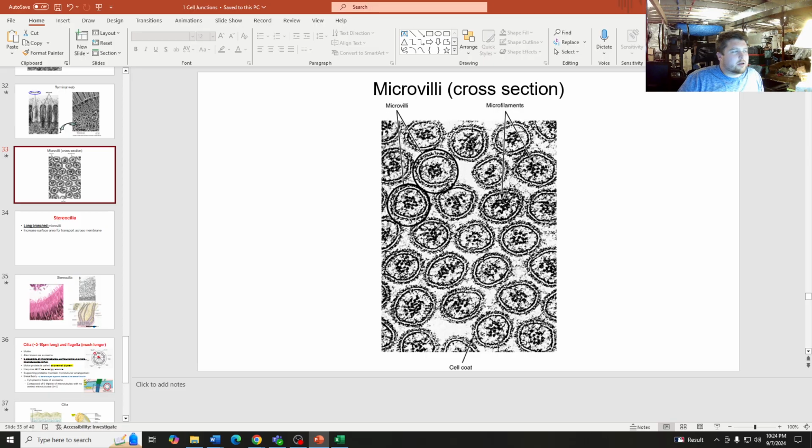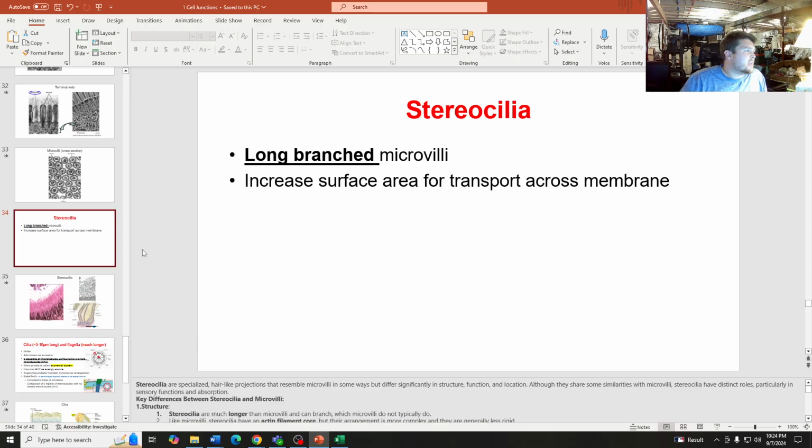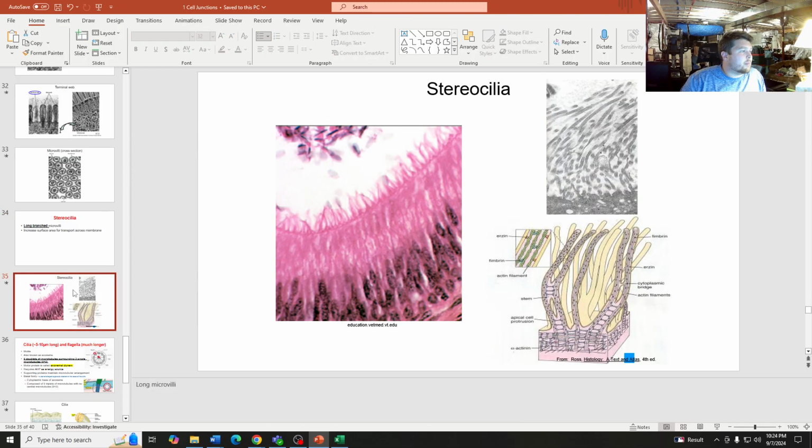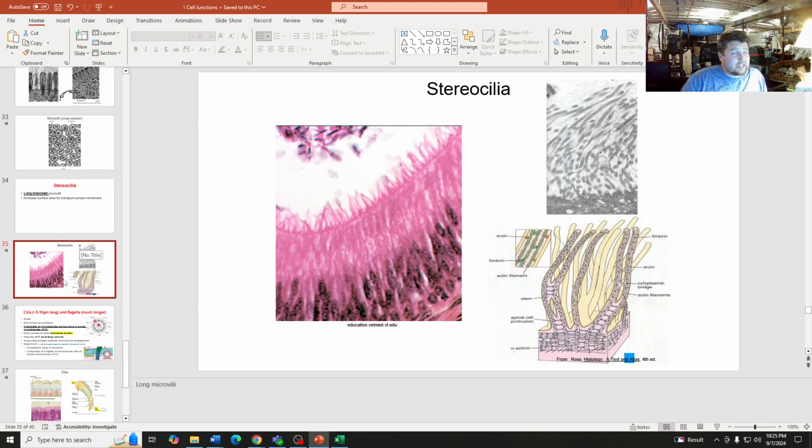We'll compare microvilli to each of the other parts, especially to cilia, because there are some key important differences that we want to look at. Stereocilia essentially are the same thing as the microvilli, except these are long and they are branched. Increased surface area for transport across the membrane. So you can see they look almost exactly like microvilli, just a lot longer. So that's really the only difference.